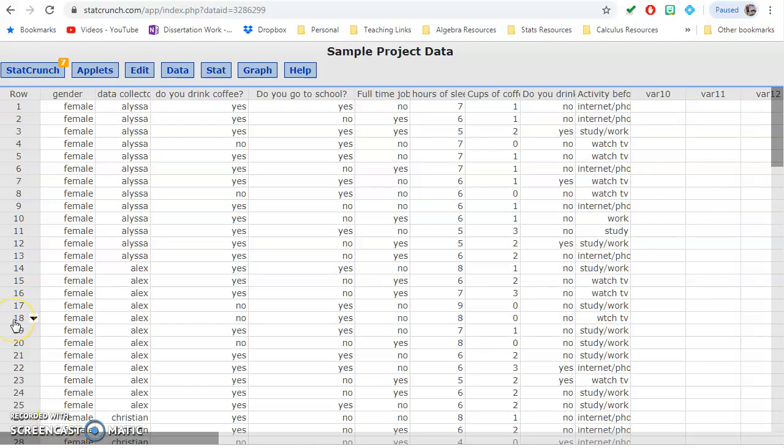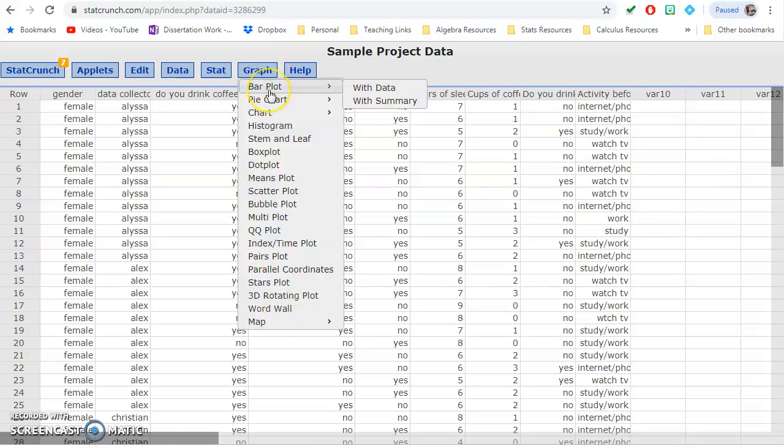So the first thing you want to do when you're looking to see if there's a relationship between two variables is to just look at a display that helps you make a decision about that. So if we're looking at two categorical variables, we want to do a stacked bar chart. All of our displays are under the graph menu, and we want to do a bar plot.